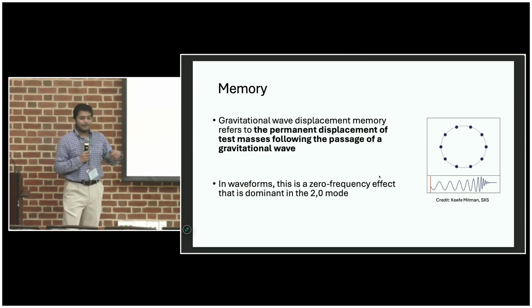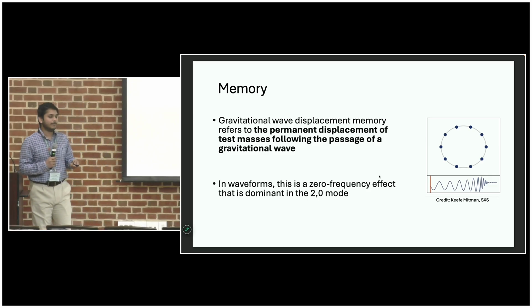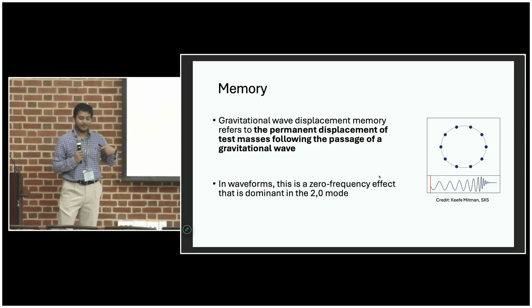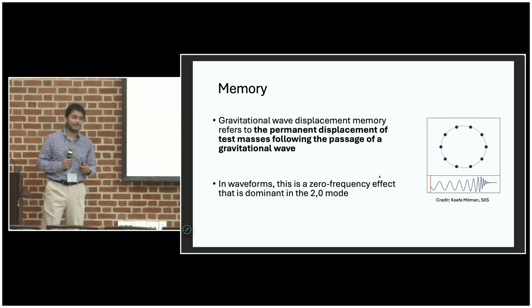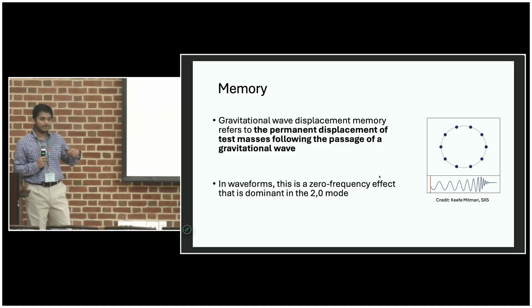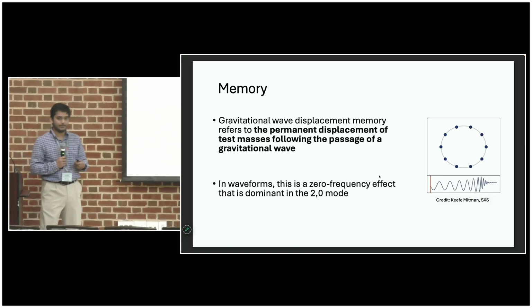So now I want to transition into talking a little bit about memory and how I applied this model to memory. Memory is a permanent displacement of test masses following the passage of a gravitational wave. The type of memory I'll be talking about today is nonlinear memory produced by the flux of gravitational waves themselves. And this memory effect, if you choose the right coordinates, is dominant in the 2-0 mode.